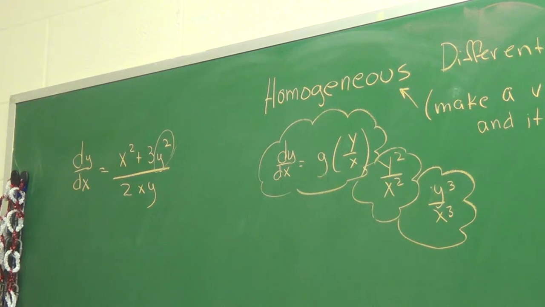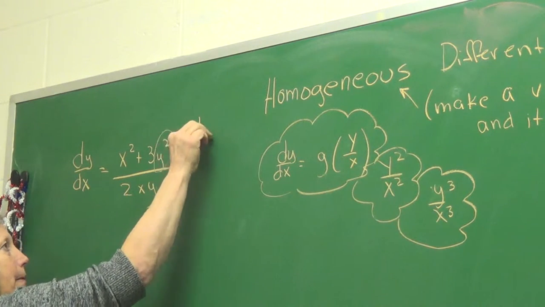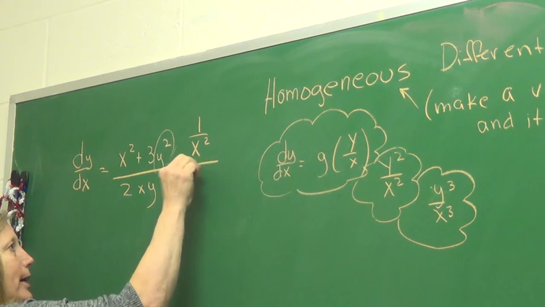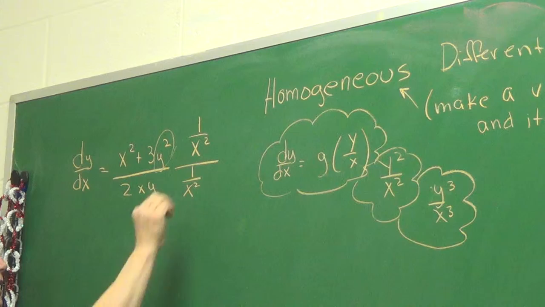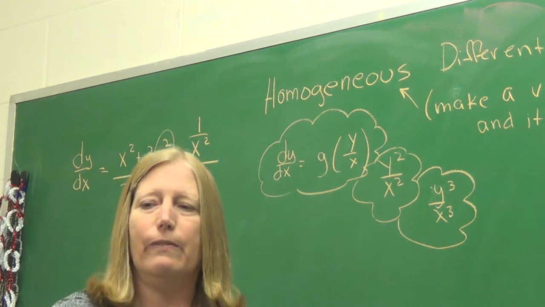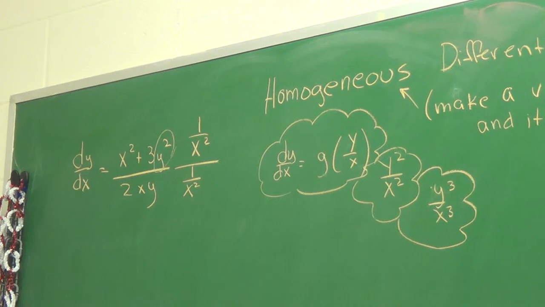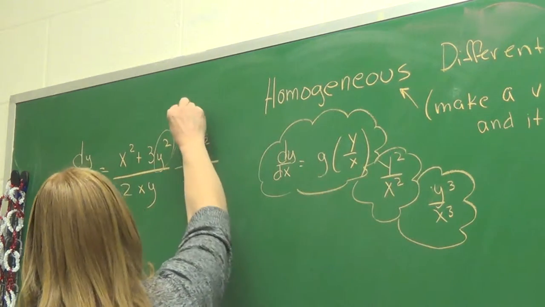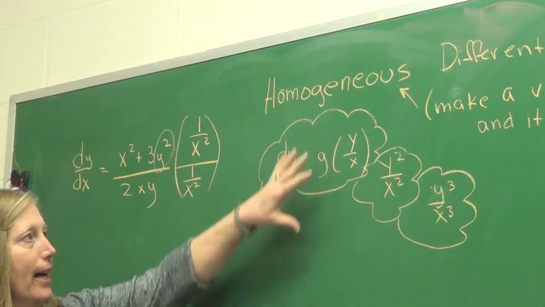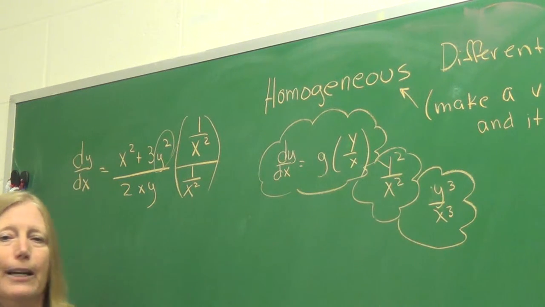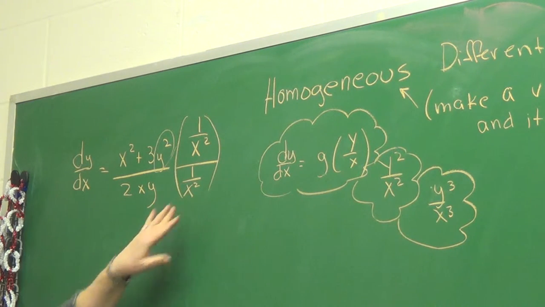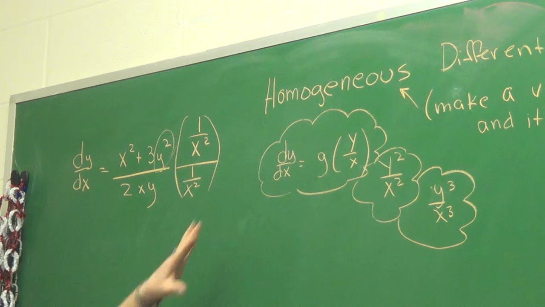I'm going to develop that by multiplying the top by 1 over x squared, and the bottom by 1 over x squared, which does not change the value, it's a big fat 1. So, when I multiply the top and the bottom by this, I'm going to create a lot of these y over x expressions, and that's why I'm doing it. It always works with this kind.